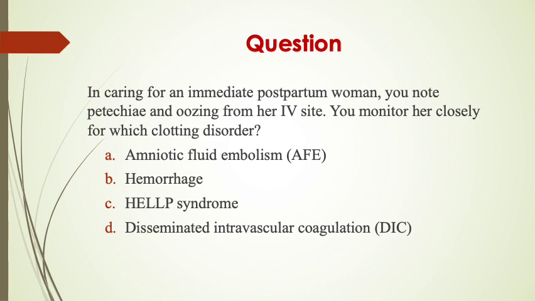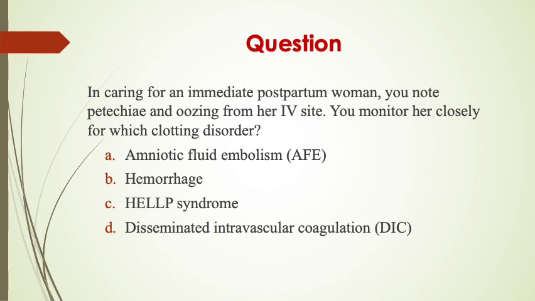I have to say this because there is an error on the PowerPoint. I think the answer that was given on the PowerPoint is a mistake. This question says, in caring for an immediate postpartum woman, you note petechiae and oozing from her IV site. You monitor her closely for which clotting disorder? The answer given on your PowerPoint says A, amniotic fluid embolism. It is not. The answer is D, disseminated intravascular coagulation, DIC.